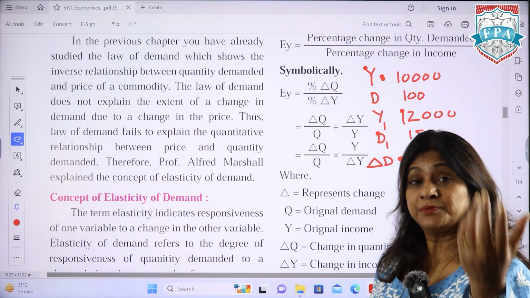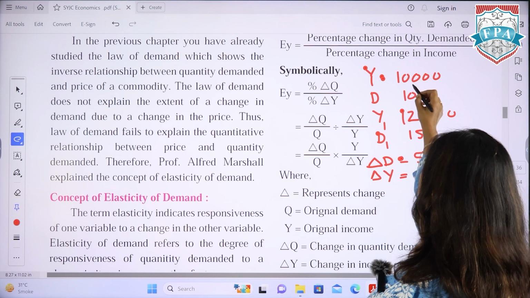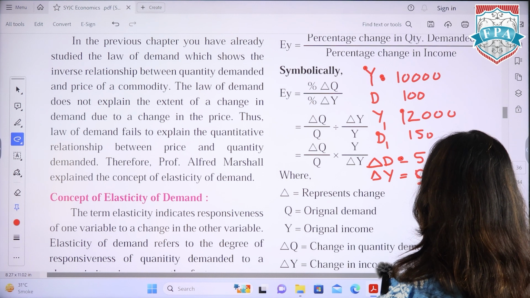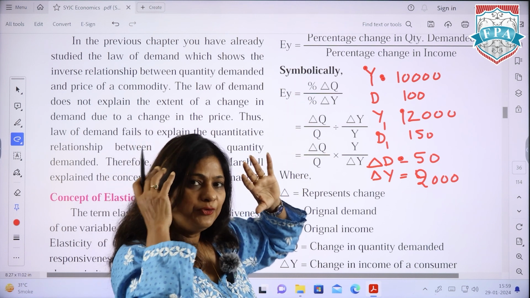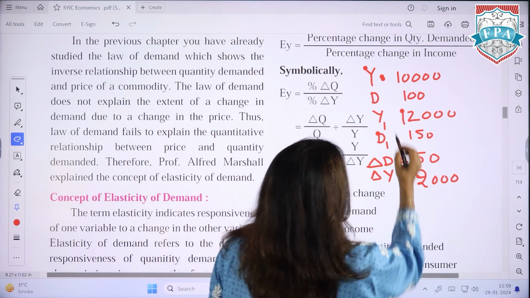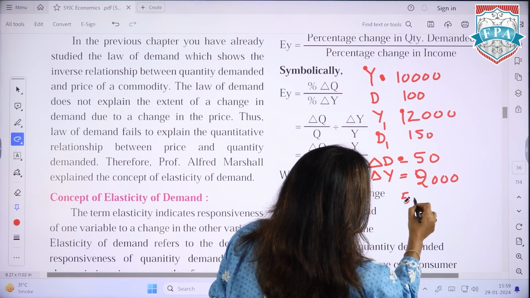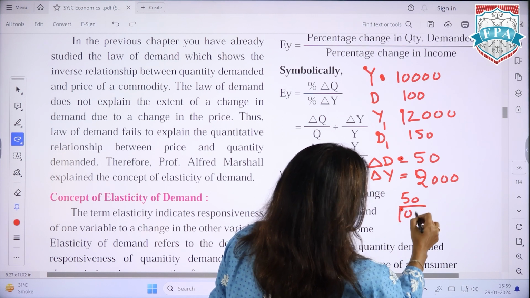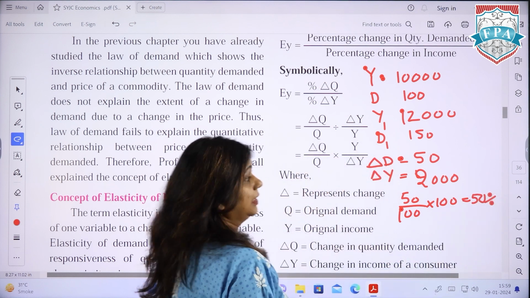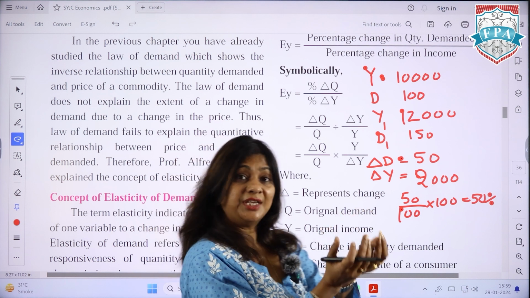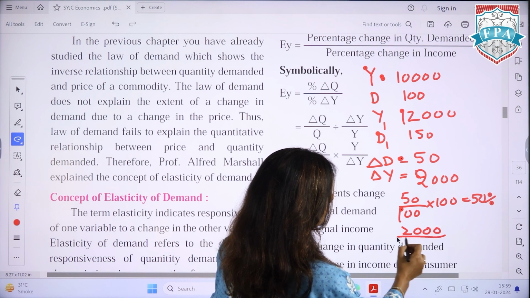What is the change in income? Change in income is how much? 12,000 minus 10,000, 2,000. Now guys, this is a formula. If you don't remember the formula, can you do it like this? That कितना percentage demand change है? So can you do 50 divided by 100? जैसे मैंने आपको अभी orally करके दिखाया था. It is how much? It is 50%. And what is the percentage change as far as income is concerned? It is 2,000 divided by 10,000.